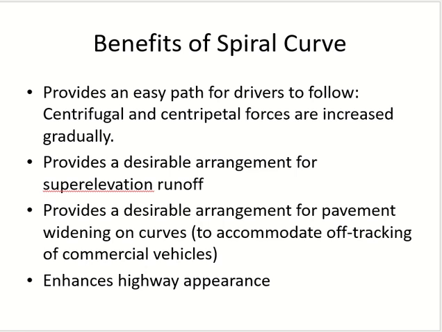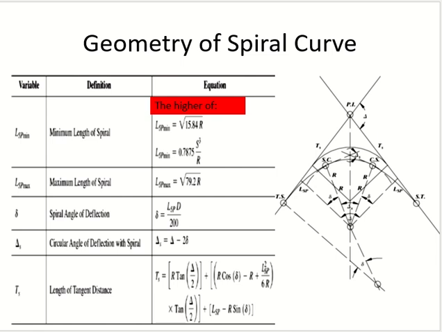One more thing is that a spiral transition curve will enhance the appearance of the highway. When drivers are on the highway, sometimes because of the appearance, they may feel uncomfortable. It may look to them that the highway is very steep and the curve is very sharp, and they may try to change lanes, or brake suddenly, and so on. This can create a problem. A spiral curve will solve this problem. It will make the highway look more gradual, more smooth. So a spiral curve has these advantages.